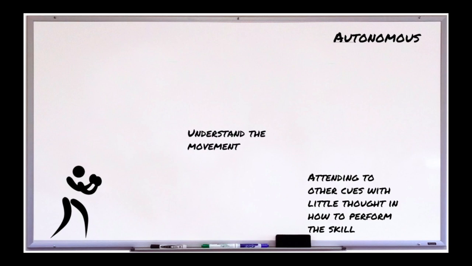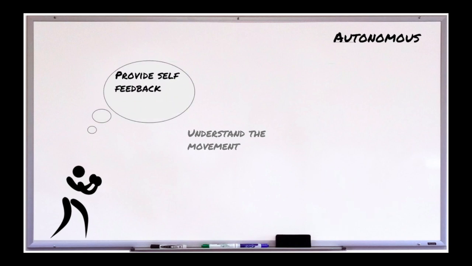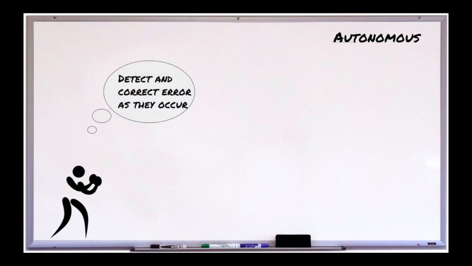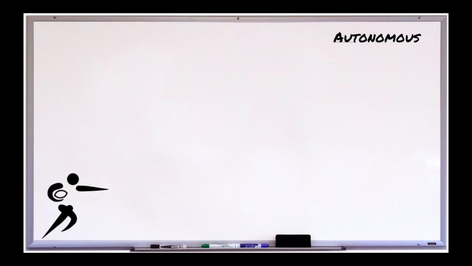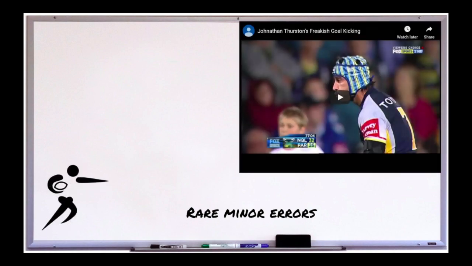An autonomous athlete also needs to understand the movement and what the movement feels like, which then makes it easier for them to provide self-feedback, and they also can detect and correct errors as they occur. An autonomous athlete has very few minor errors. For example, an elite rugby league player such as Jonathan Thurston kicking a conversion. Most of the time they are successful, and they are very rarely unsuccessful, or they very rarely miss.